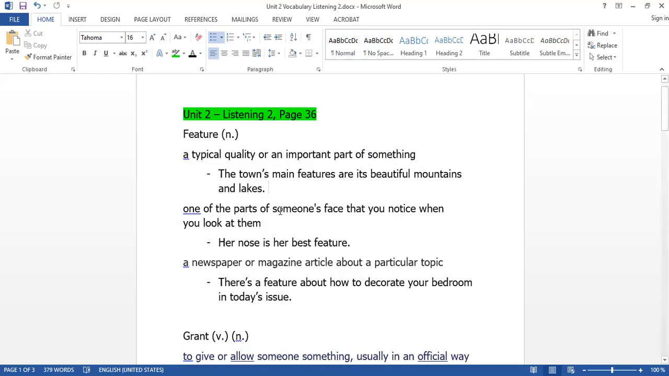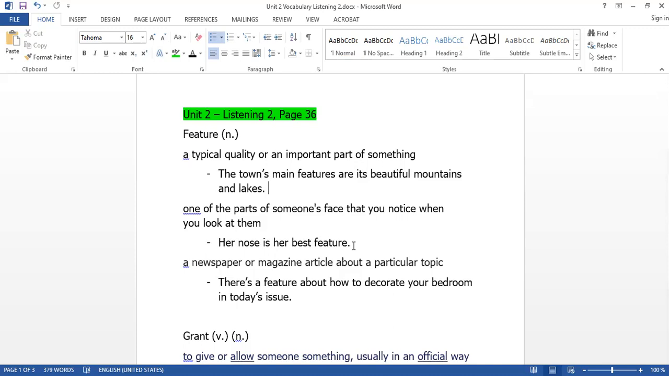Another meaning is when you talk about someone's face. If someone has, I don't know, big eyes or a pointy nose or full lips, things like that, you can say that that person has strong features on their face. But normally you wouldn't say on their face anymore. You would just say that person has very strong features. In this case, we're just talking about someone's nose: her nose is her best feature. Maybe she's got a very pretty nose. So these are two meanings already.